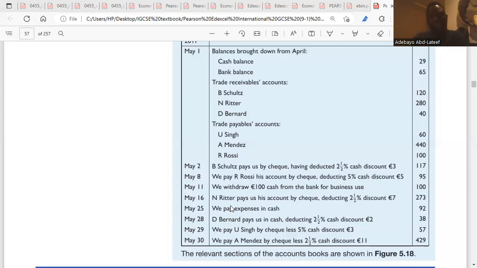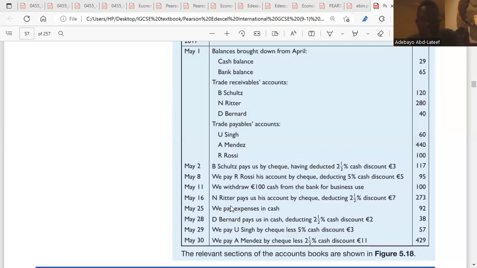So for the discount received account, which is a nominal ledger, we have the total of cash discount. For cash discount, we have 3 euros for shops, 5 euros for Rossi, and 7 euros for Rita, right? So 7 plus 5, 12. 12 plus 3, 15, right? 5 plus 3, 8. 8 plus 7.